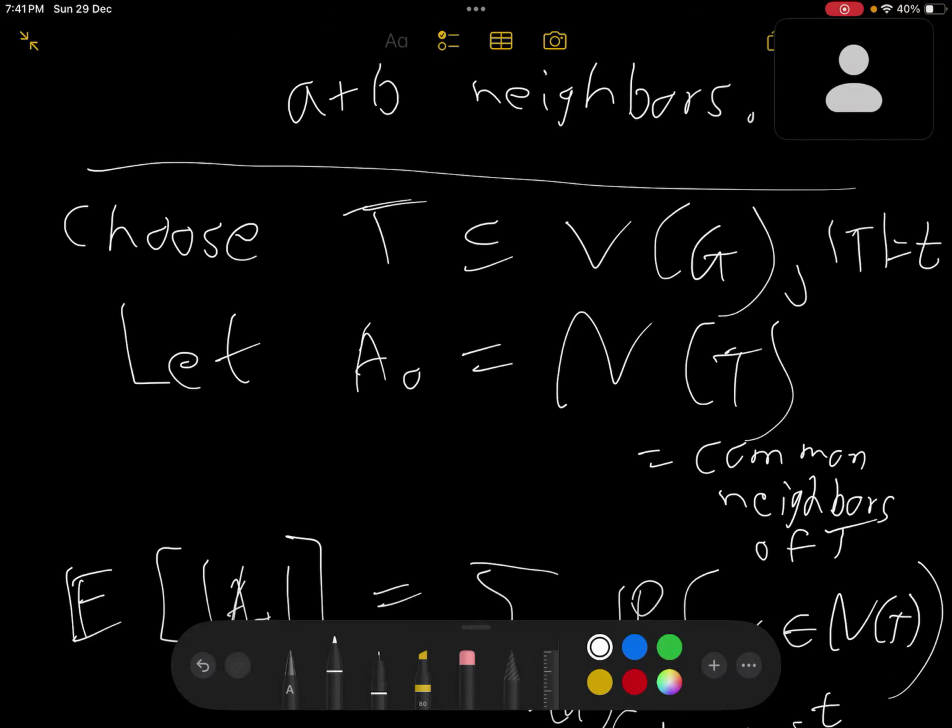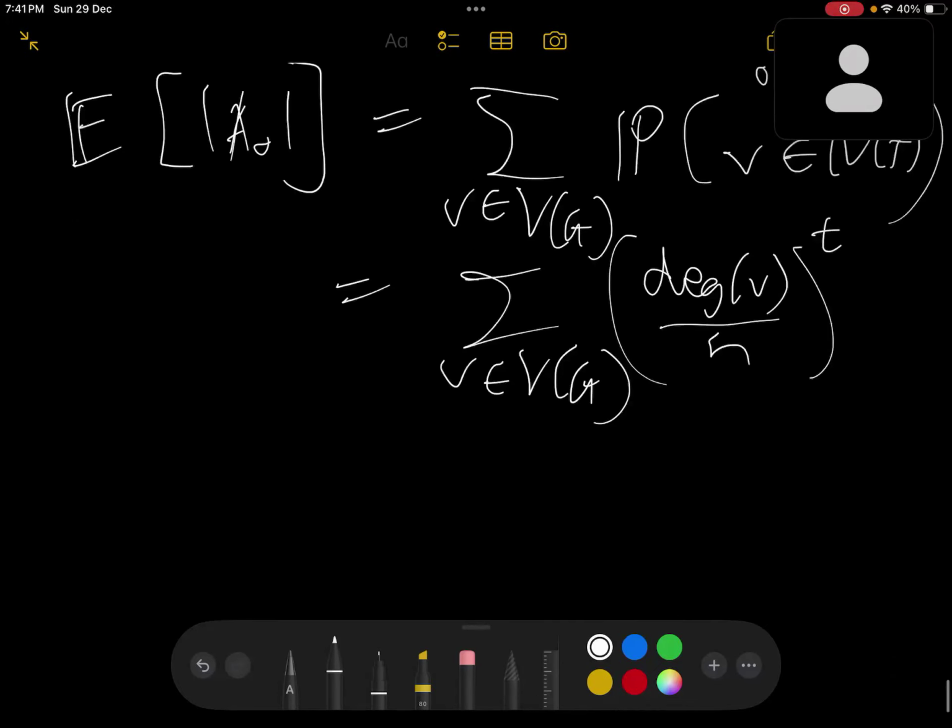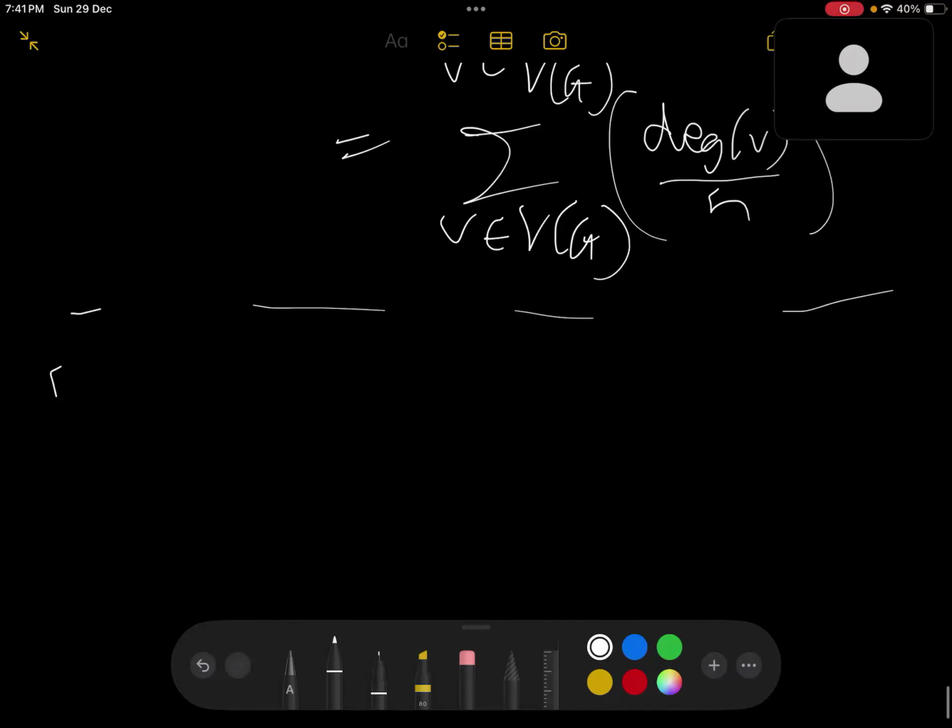Okay, I have to be a little careful here. It's not that the size of T is exactly T. Let me just make a slight digression. I have to be more careful in how T is chosen.